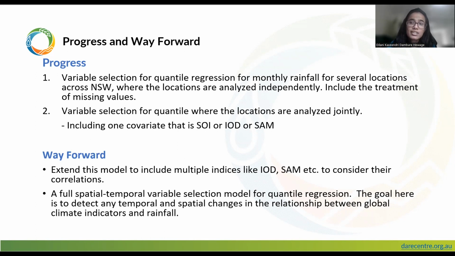As the way forward, we have to extend this model to a complex model that includes multiple indices like IOD, SAM, etc., so that we can consider their correlations. Also, the last step is to develop a full spatial temporal variable selection model so that we can detect any temporal or spatial changes in the relationship between global climate indices and rainfall.